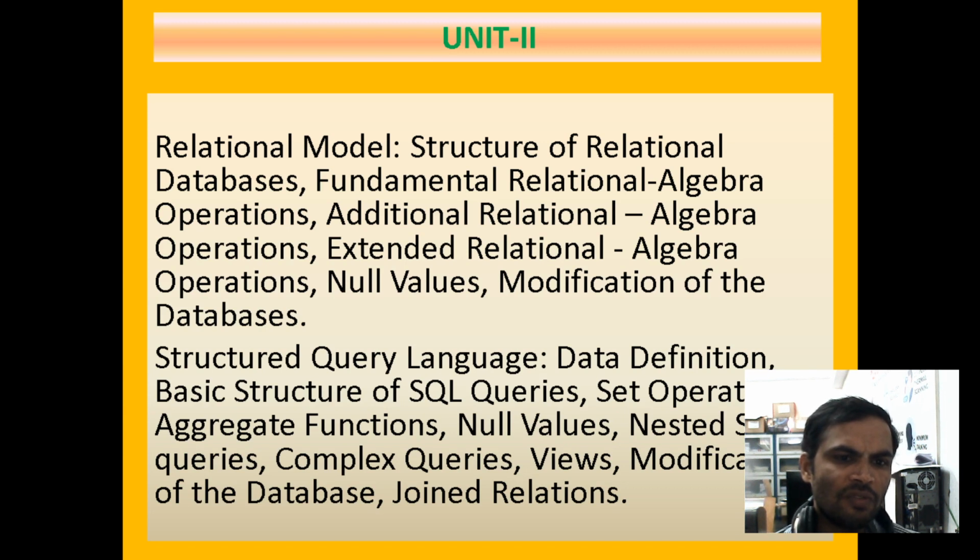Now next we are going to the null values. Under the null values, how do you assign them under the relational model? Then, how do you modify the data under the relational model? These are what you are learning in the relational model. The major scenario under the relational model is relational algebra operations. Under the relational algebra operations, it is categorized into three types: fundamental, additional, and extended relational algebra.